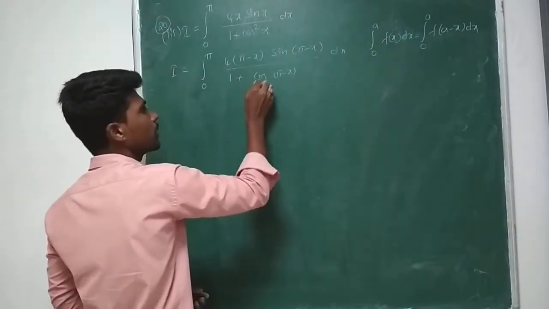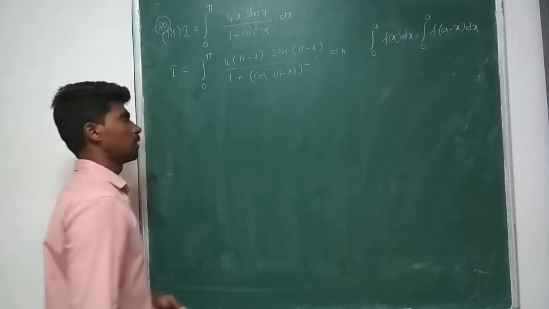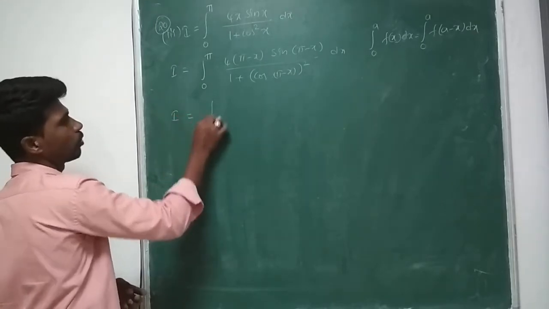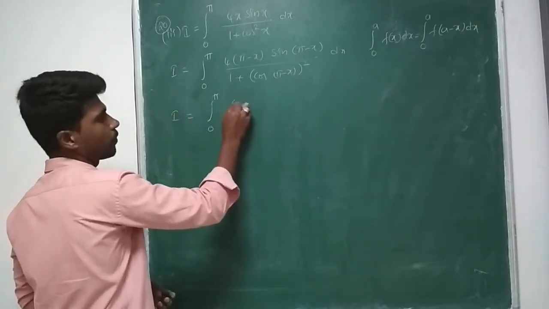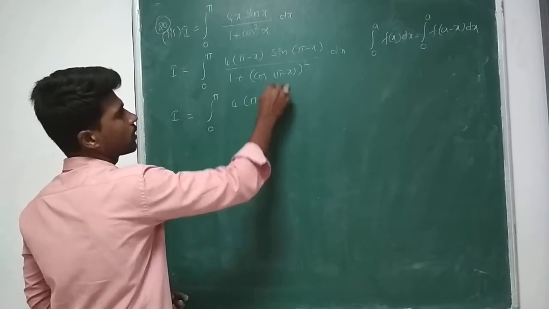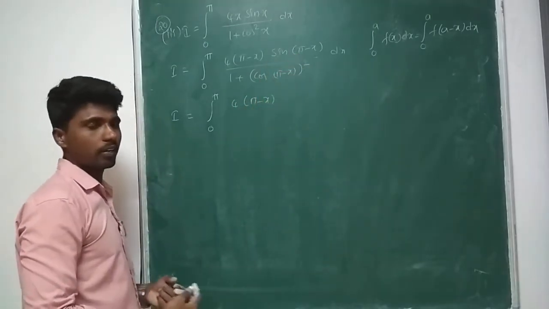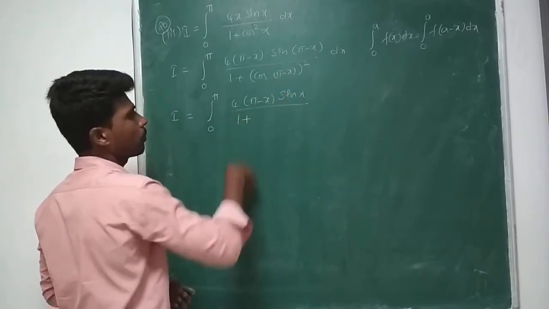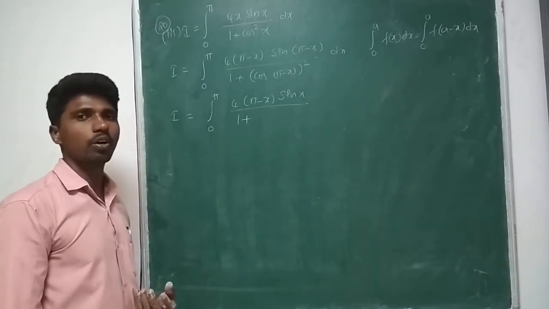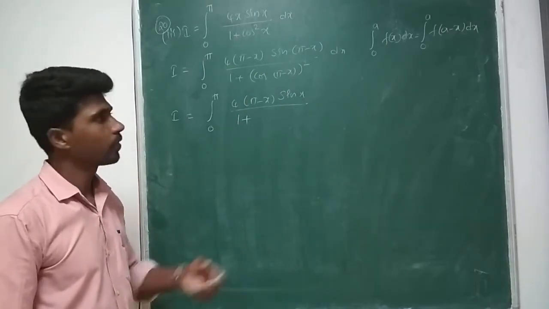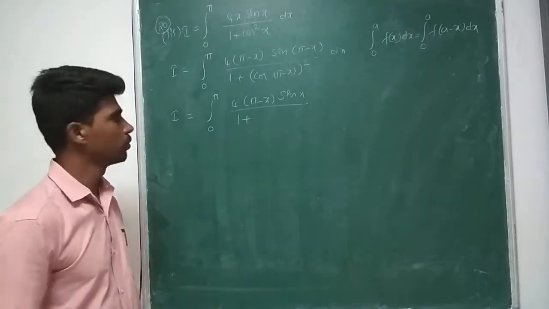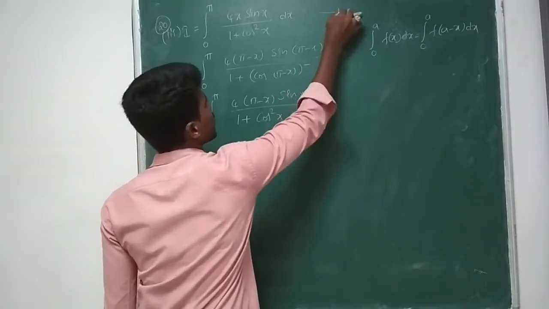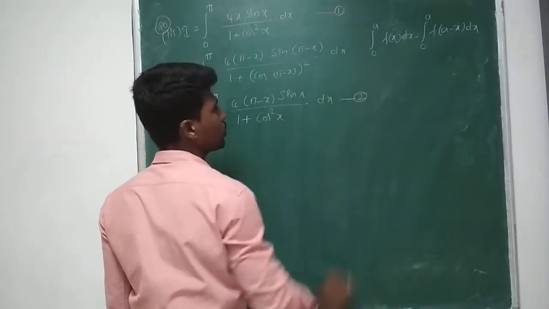So cos square pi minus x can be written as cos of pi minus x whole square. Now I is equal to integral 0 to pi 4 into pi minus x sine of pi minus x. In the second quadrant sine is positive, so I get sin x by 1 plus cos of pi minus x. In the second quadrant cos is negative, but negative square is positive. So again I get cos square x dx. Take the given one as equation 1, and what we got as equation 2.